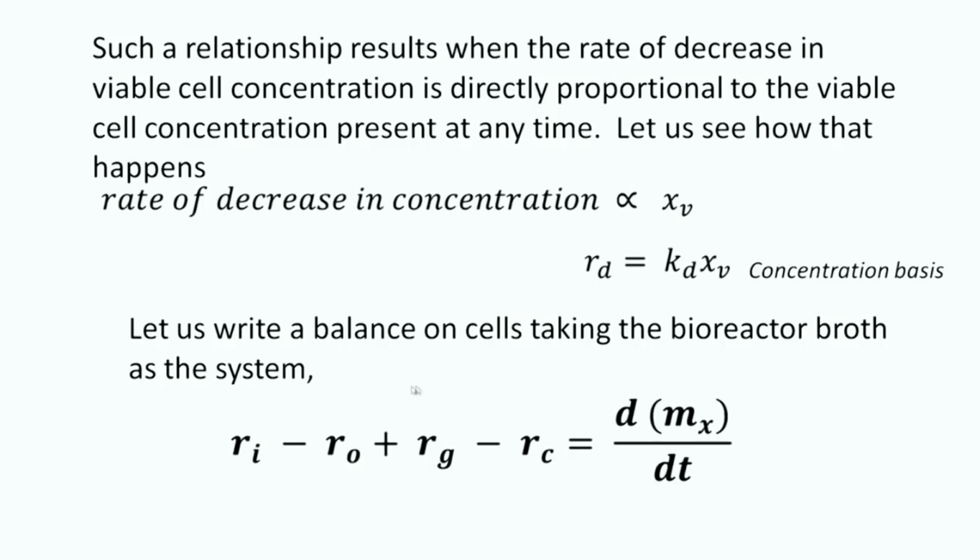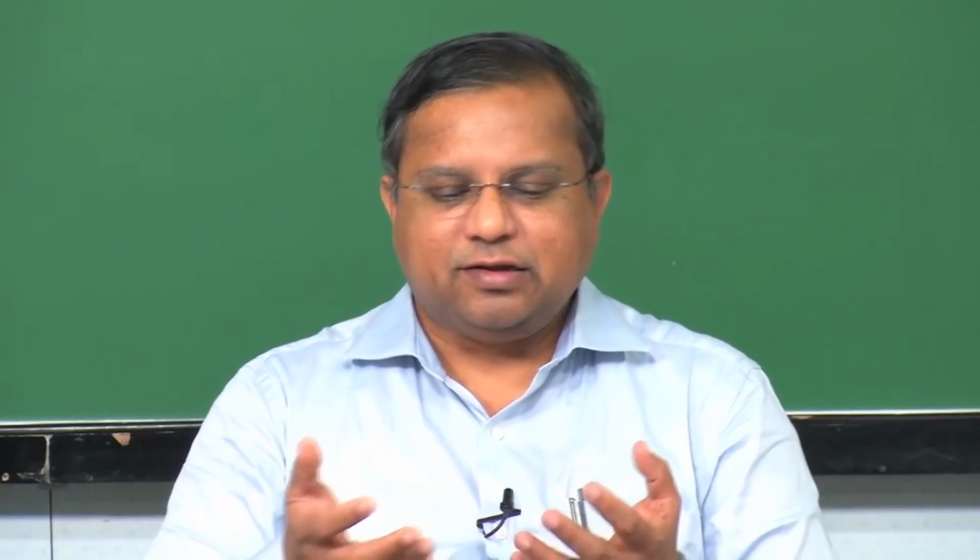You might recall this equation here. The rate of input of the cells into the system, which is the bioreactor broth, minus the rate of output of cells from the bioreactor broth, plus the rate of generation of cells in the bioreactor broth, minus the rate of consumption of cells in the bioreactor broth, equals the rate of accumulation of cells in the bioreactor broth. Okay. If you consider all that can happen to the species cells, this is all that can happen.